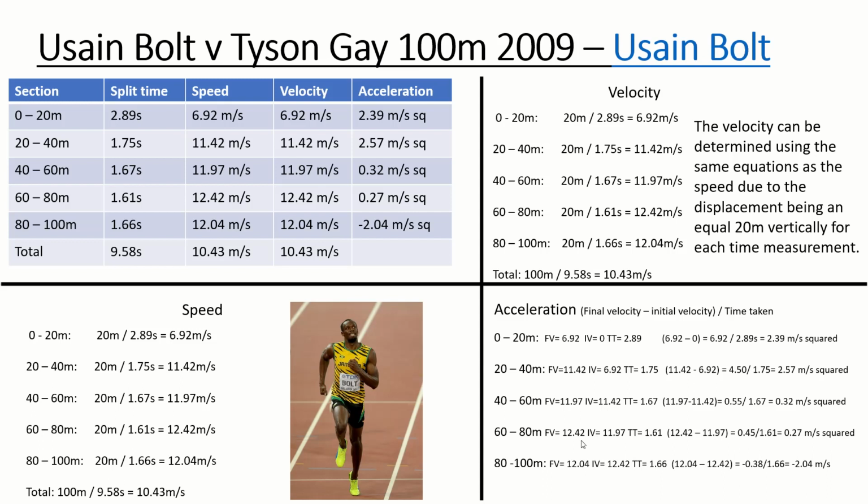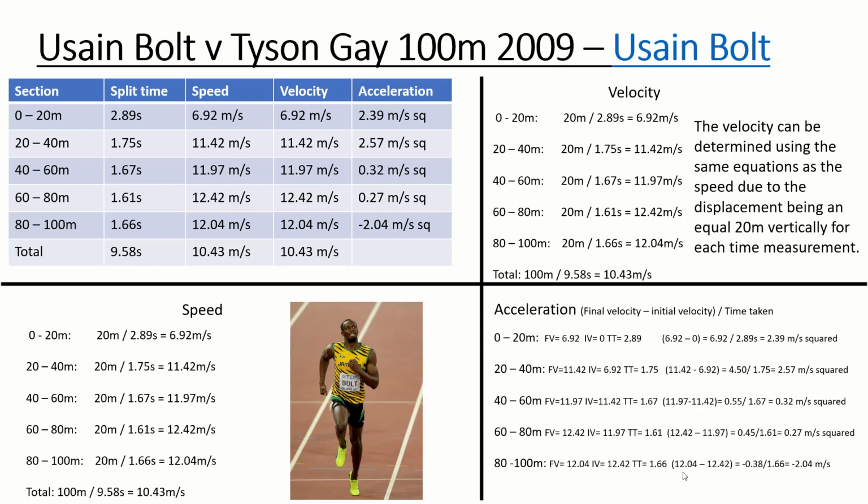His acceleration then becomes less, but he is still accelerating at the 60 to 80 meter point, as the change of the final velocity to the initial velocity is at a shorter point. It's 12.42 minus 11.97, which gives 0.45, and then divide that again by the time taken, 1.61, and that gives an acceleration point of 0.27. And then for the last 20 meters of the race, you have when he begins to decelerate. As he's reached his maximum point, his final velocity is less than his initial velocity, the 80 meter point to the 100 meter point.